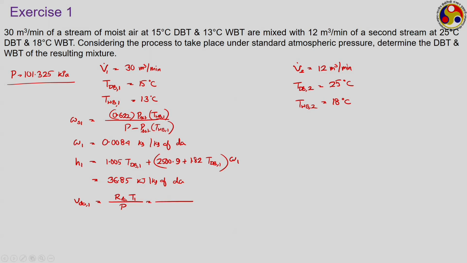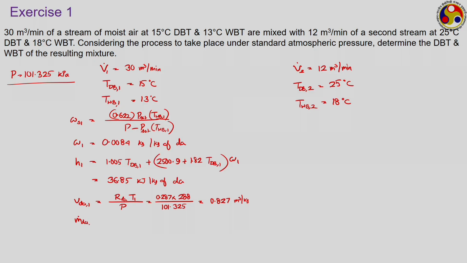So, for dry air we have to put the value of R, which is 0.287, into temperature 15 degree Celsius converted to Kelvin gives us 288, divided by 101.325. So, we get specific volume to be equal to 0.827 meter cube per kg. This is for the dry air part only.